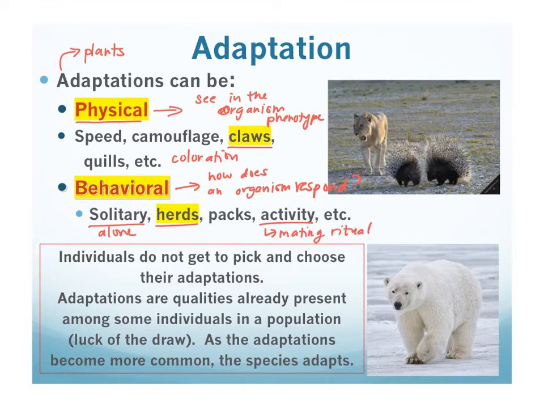So you have to remember that the individuals don't get to pick and choose their adaptations. Remember, the environment sort of selects what's beneficial. So adaptations are already present among some individuals, and as adaptations become more common, the species adapts.